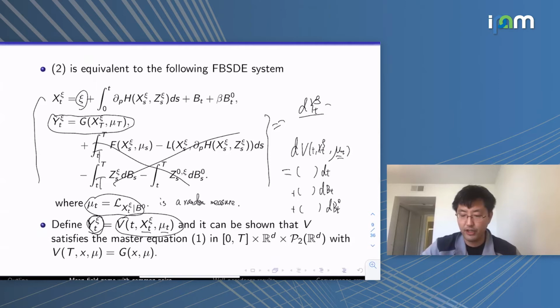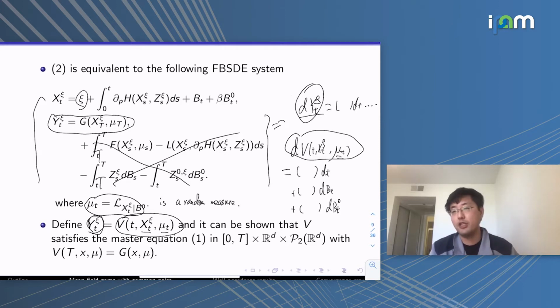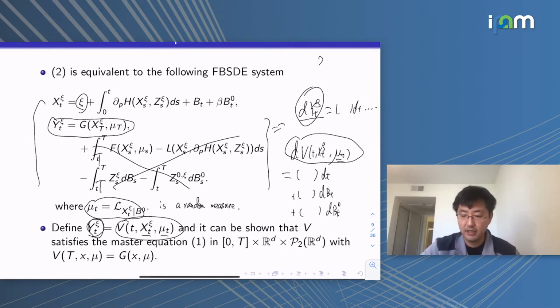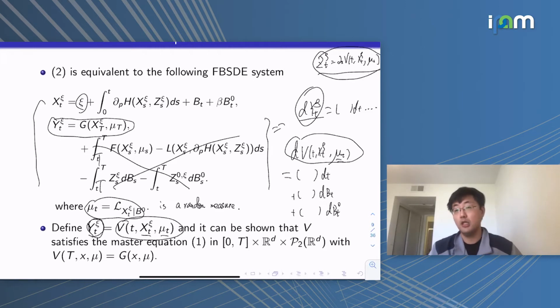So you can compare the coefficients for these two terms. I don't want to write it down. You first compare the coefficient in front of dB_t, the individual noise. Then you get Z_t(ξ) is equal to ∂_x V_t(X_t(ξ), μ_t). Then you apply this, and by comparing the coefficient in front of the dt term and applying this one, you will get the master equation. I will skip the steps, but this is basically the idea of how to get the master equation.